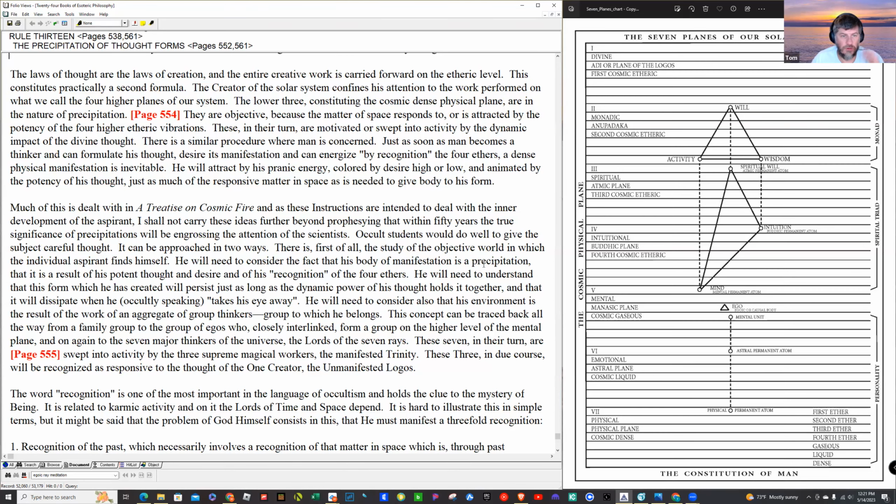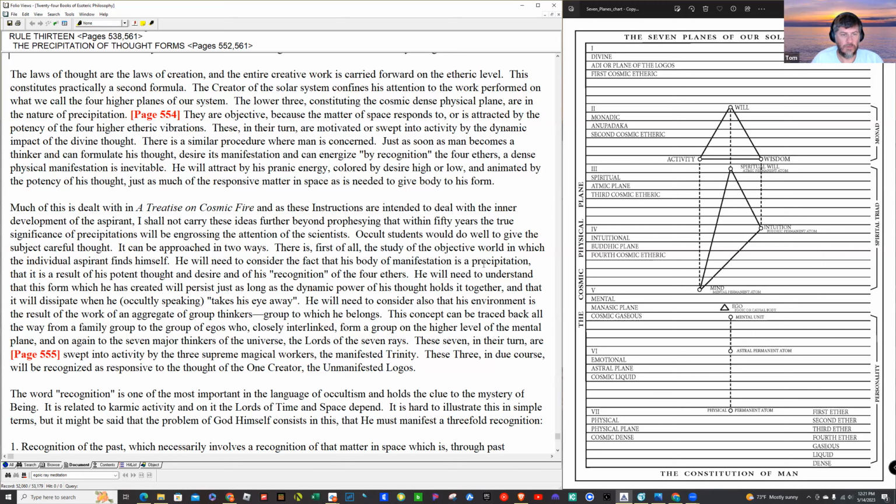There is a similar procedure where man is concerned. Just as soon as man becomes a thinker and can formulate his thought, desire its manifestation and can energize by recognition the four ethers, a dense physical manifestation is inevitable.